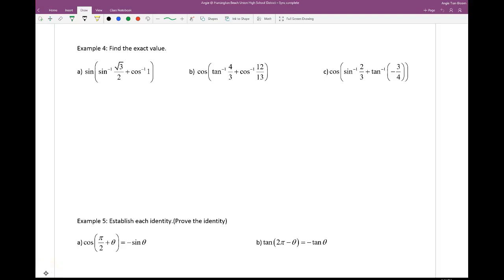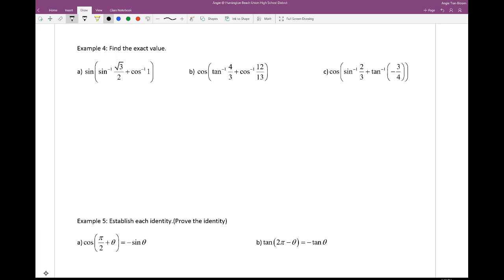Awesome, kids. This is example four in unit 7.5. Here we go. Find the exact value. Okay, so let me ask you this question. Exact value. Calculator or non-calculator? I hope you said non because it has to be non-calculator.